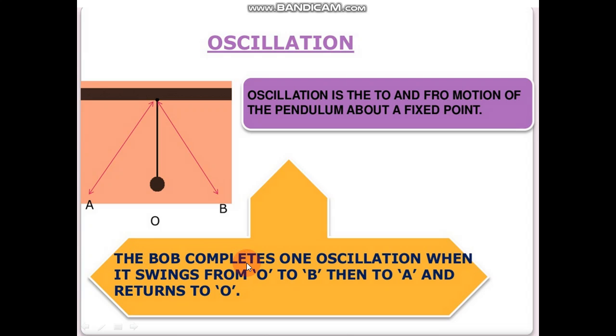The bob completes one oscillation when it swings from O to B, then to A and returns to O. That is, if it swings from O to B, then goes to A, and again returns to the position O, then it completes one oscillation.